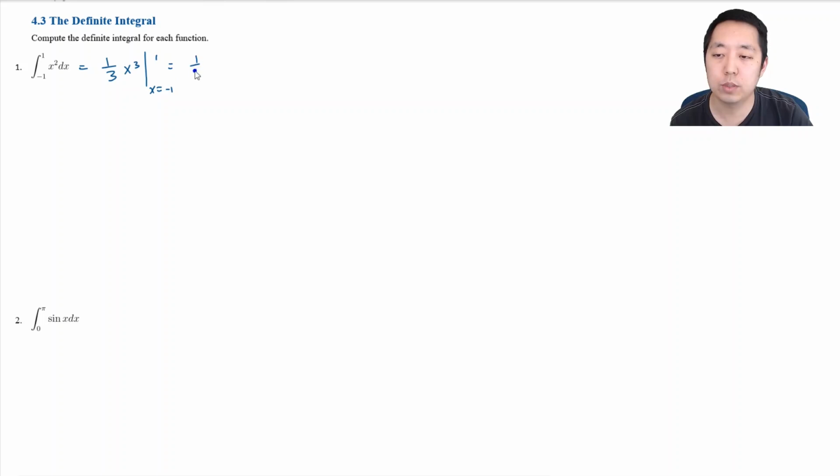And what we're going to do is simply do 1/3. We're going to plug in 1, so it's going to be 1 cubed. And then we're going to plug in -1 and subtract the two. That's how the fundamental theorem of calculus works: I do the antiderivative and I subtract these two.